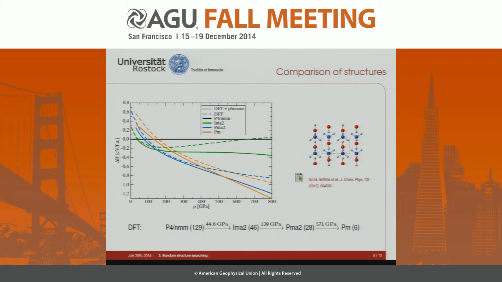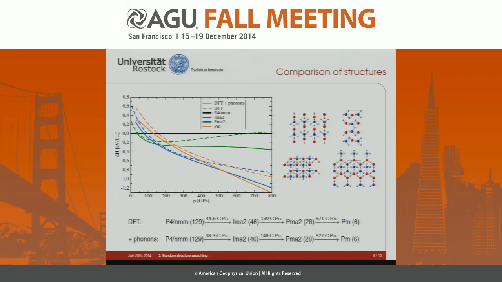So at low pressures we find the P4NMM phase, which is shown here, and this had been previously predicted by the group around Griffiths and also with the help of Chris Pickard. What you see here is a layered system of ammonium ions and OH ions, but when we increase the pressure, this transitions to the IMA2 phase, then the PMA2, and then the PM phase. These values for the transition pressures are the dashed curves.